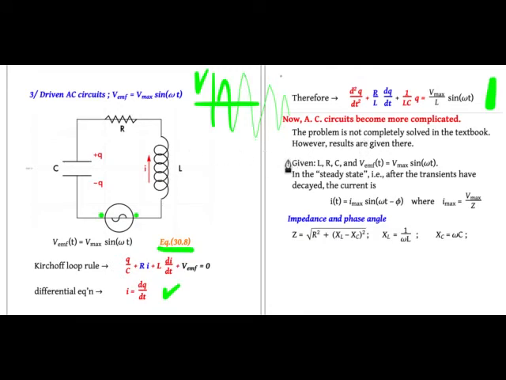In this problem, we're given L, R, C, Vmax, and omega. So we're given these 5 parameters: inductance, resistance, capacitance, the amplitude of oscillation of the AC generator, and the angular frequency, or the period of oscillation of the generator. That's omega. Omega is called the driving frequency.